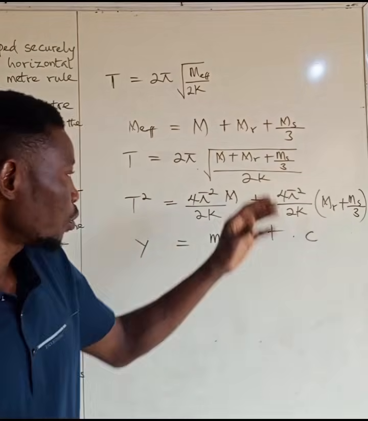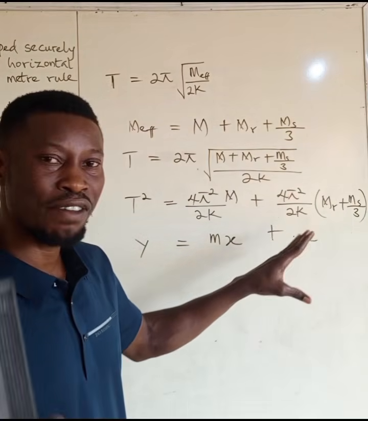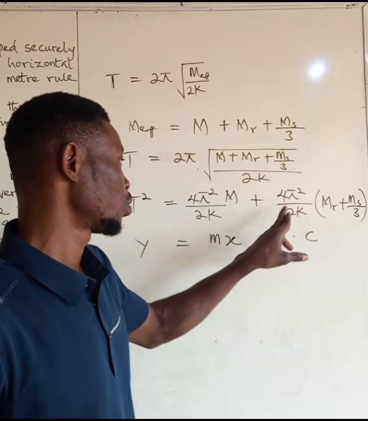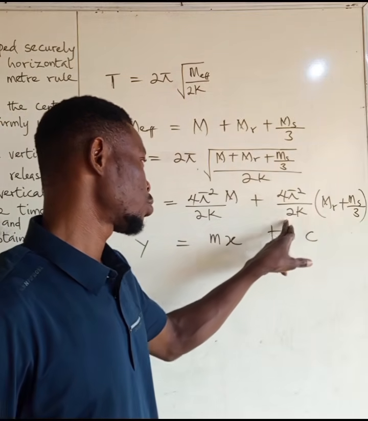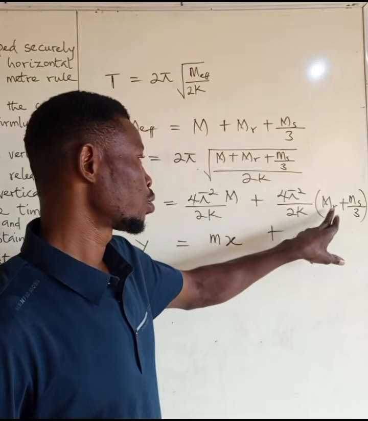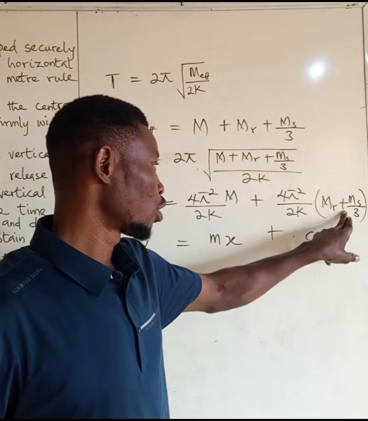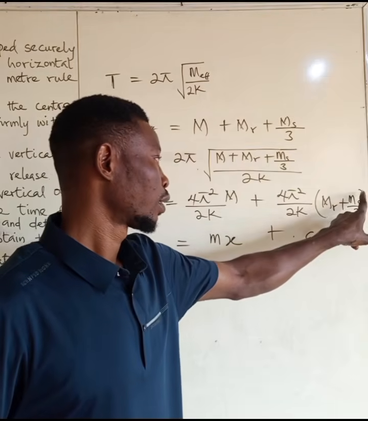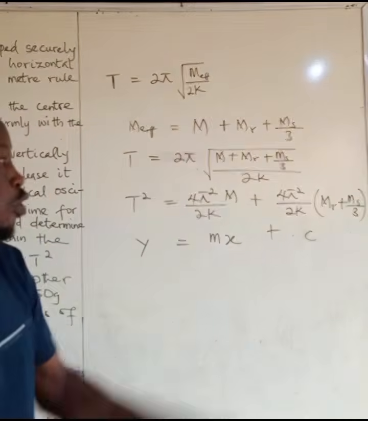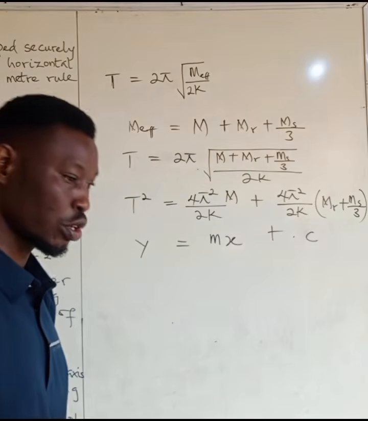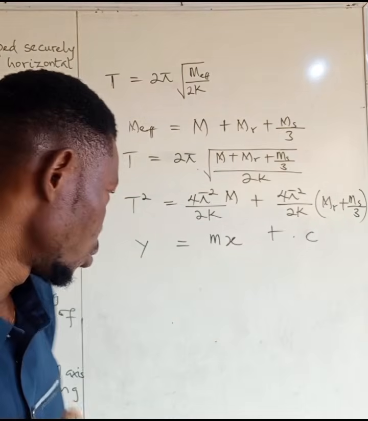Again, you also have an intercept. The graph will have an intercept, and that intercept is going to be equal to 4 pi squared all over 2k into the mass of the meter rule, plus 1/3 of the mass of the spring used.